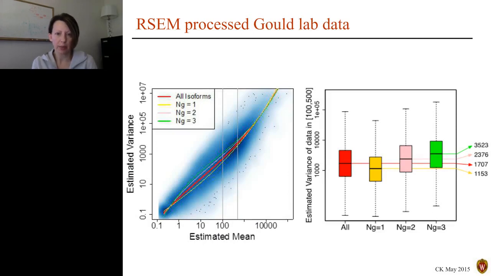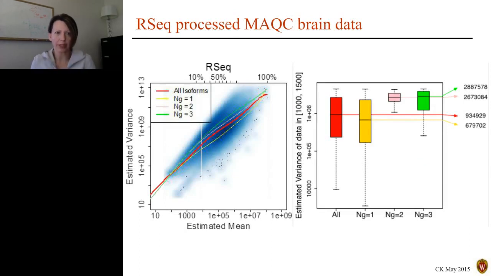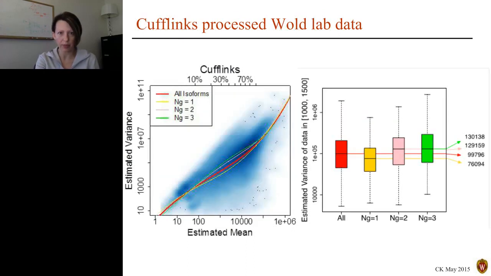So let's look at data from another lab. We see the same kind of pattern. We can look at data processed in a different way, so this is not an RSEM effect. Here's RSeq processed data. RSeq is another method for processing expression data, and we see the same type of pattern. This is MAQC data, so microarray quality consortium data. This is a publicly available data set, not one that we have here from one of my collaborators. Cufflinks processed data. Cufflinks is a method for estimating expression again, and this is another lab's data, and we see the same kind of pattern.